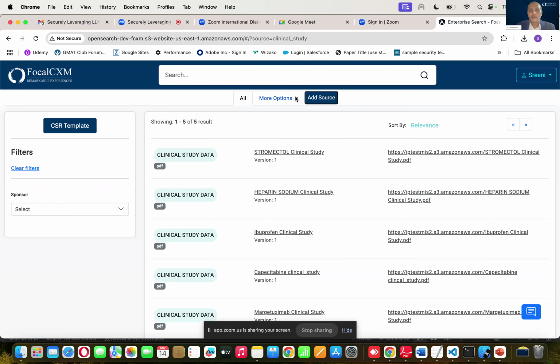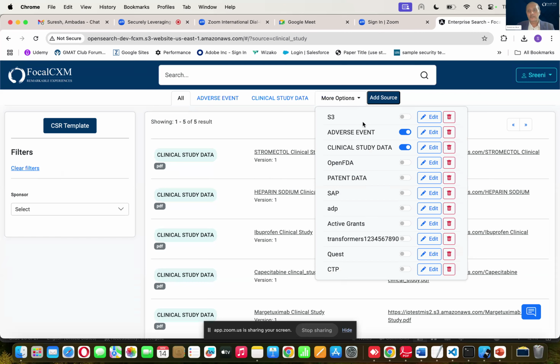What it means is, here, these are all the data sources that are connected, which means we connected to that respective data source. For example, the data is named meaningfully. However, it could be a SQL database, it could be an S3, it could be anything, right? So in the MIR use case that we're talking about, we are interested in two things: adverse event data and clinical study data.